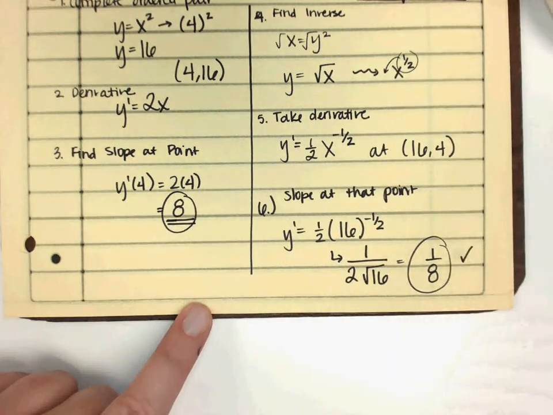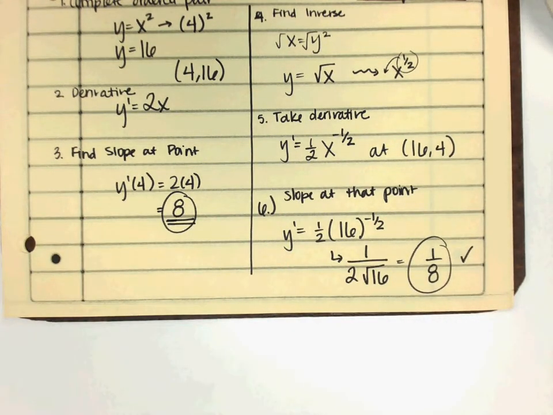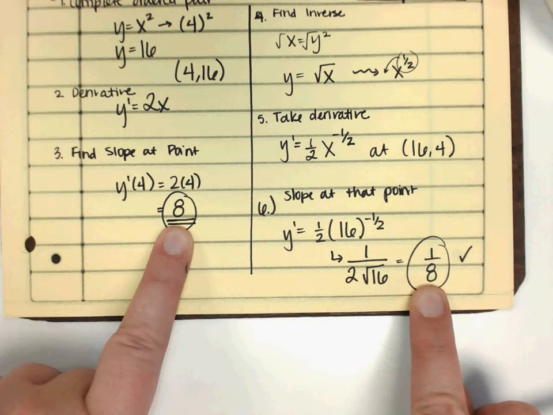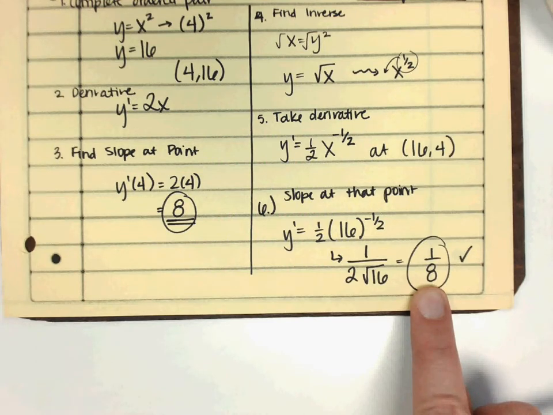Can we leave it? Yes. Well, the whole point is you're trying to show these are inverses. So when you take the derivative of a function, its slope will be the reciprocal of the derivative of the other function if it's the inverse.